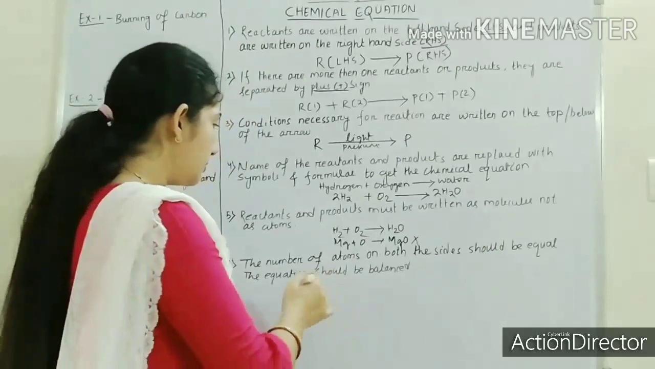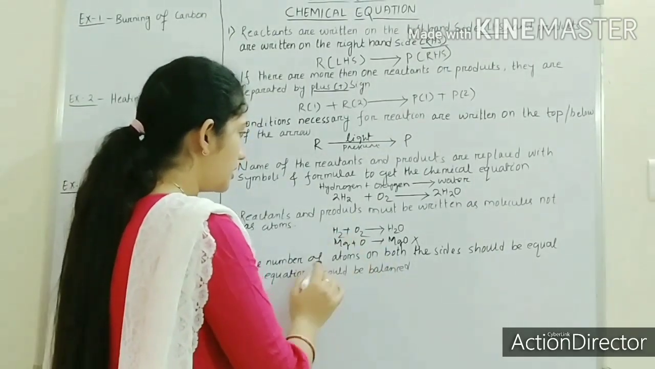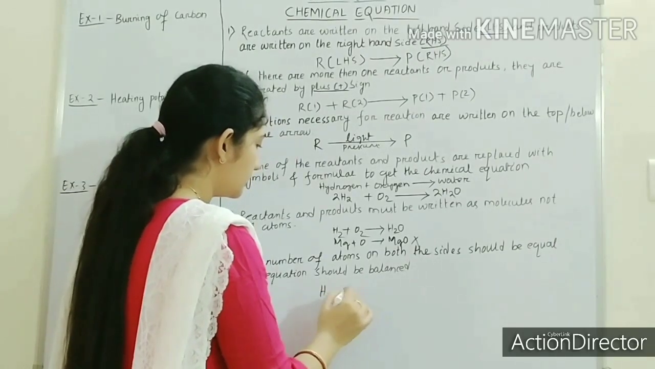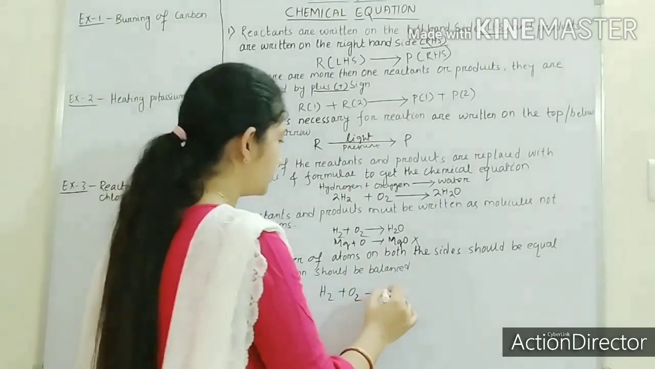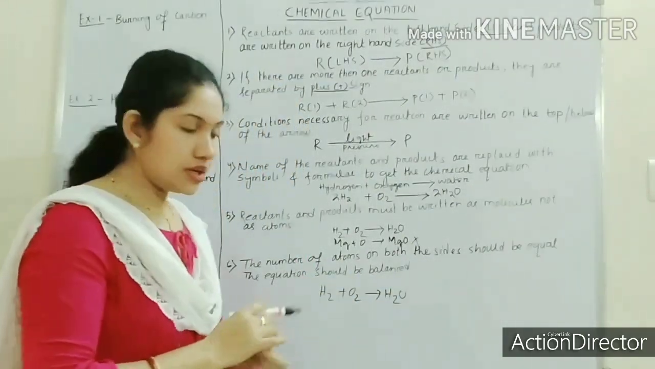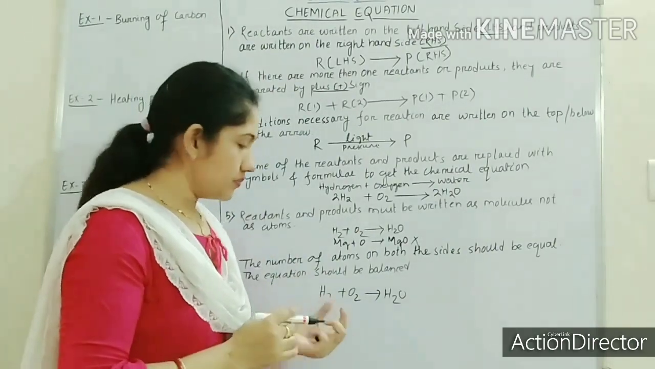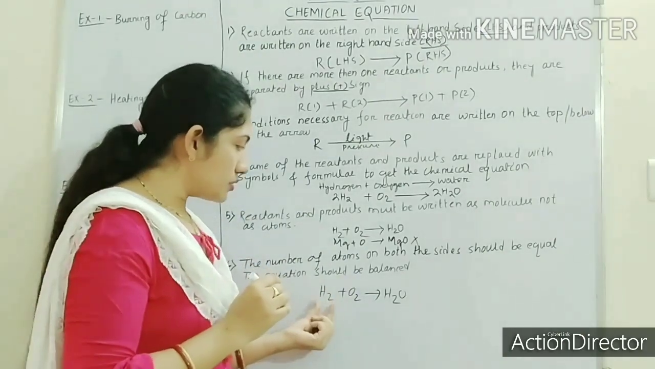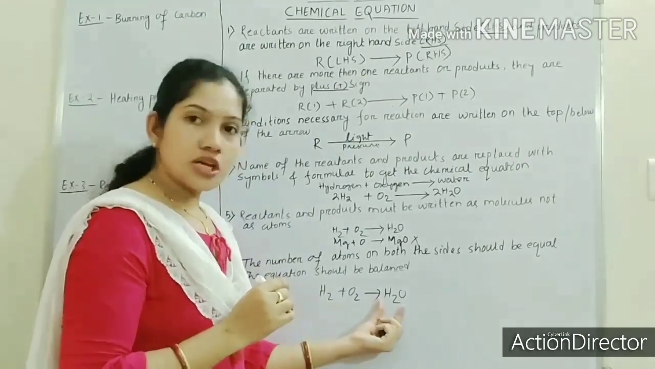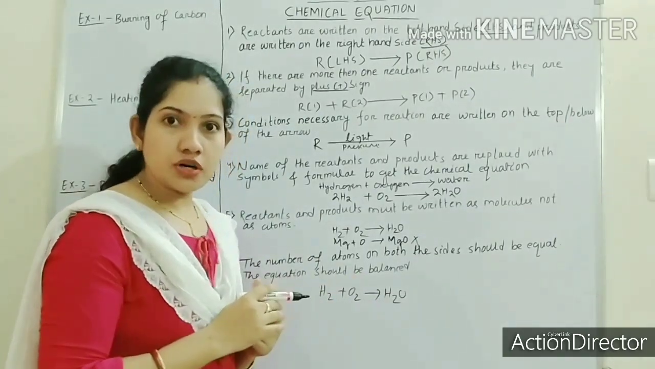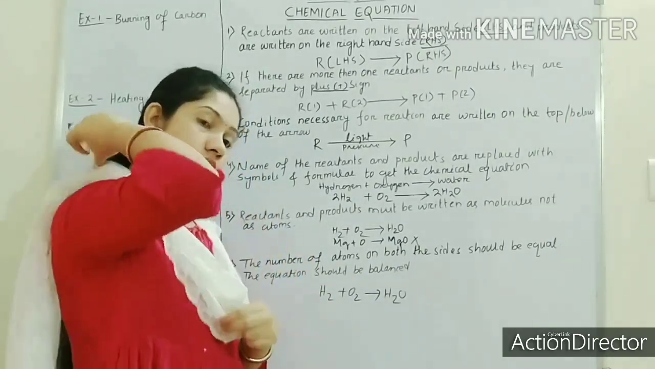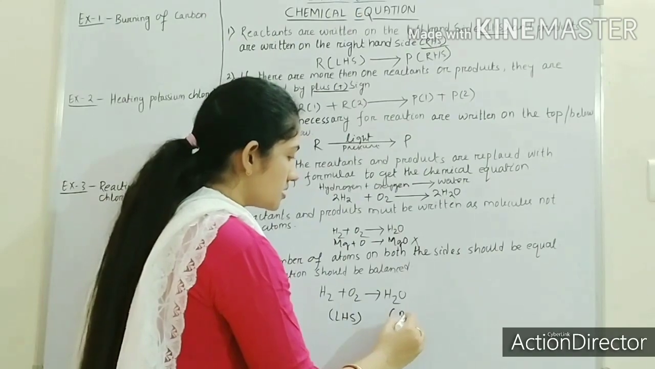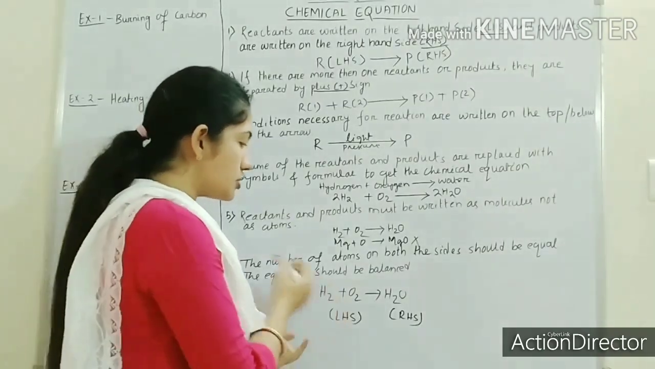Here I have given H2 plus O2 gives rise to H2O. If I write the equation for water, hydrogen plus oxygen, here I have written both in molecular format: hydrogen plus oxygen gives rise to water, H2 plus O2 gives rise to H2O. Now we can see, this is the LHS and this is the RHS. How many hydrogen atoms are on the left hand side?